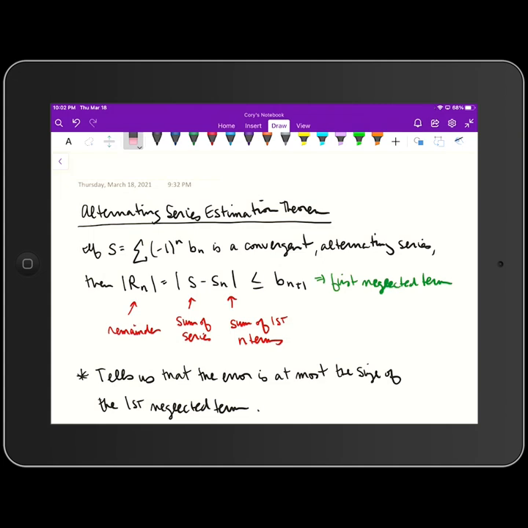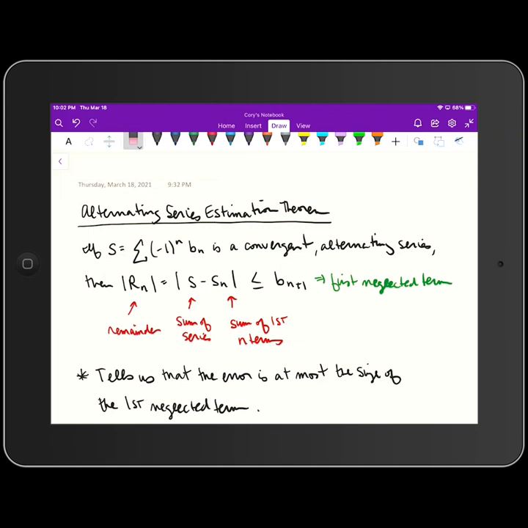Okay, if that represents a convergent alternating series, then when we take the absolute value of r sub n, so we're going to use r sub n to denote the remainder, we'll talk about what that means in a second, and that is equal to the absolute value of S, which is the sum of the infinite series, minus S sub n, which is the sum of the first n terms. So we're going to take a portion of the series, which is going to differ from the actual sum of the infinite series by some remainder.